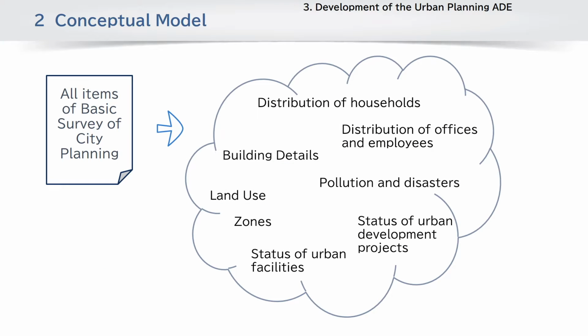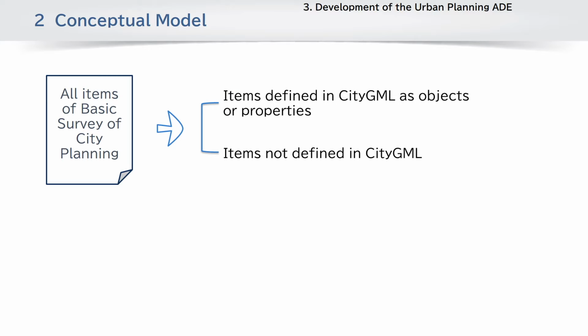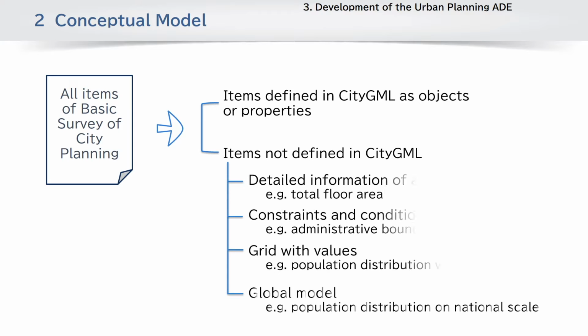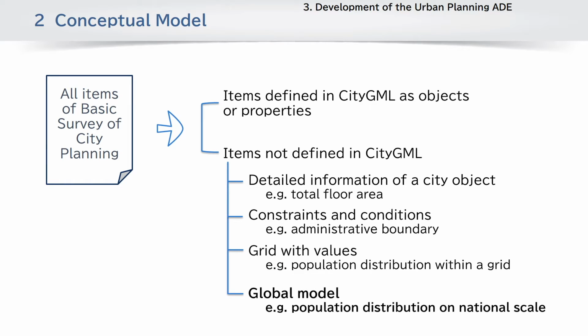In conceptual modeling, all items in the survey are divided into two components. The items not defined in CityGML are categorized into four subcomponents. Grid statistics are often applied on a national or worldwide level. However, the LODs defined in CityGML do not cover such a rough description. So, we extend LODs for describing global models.